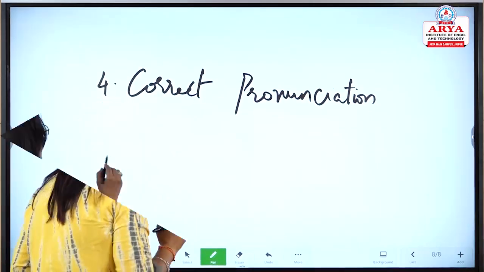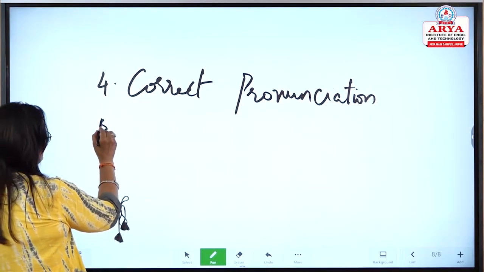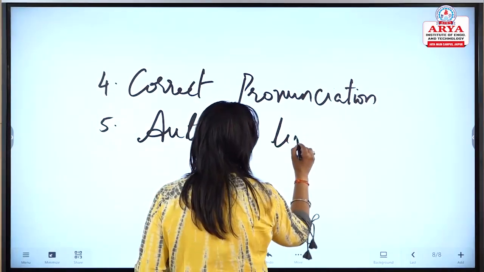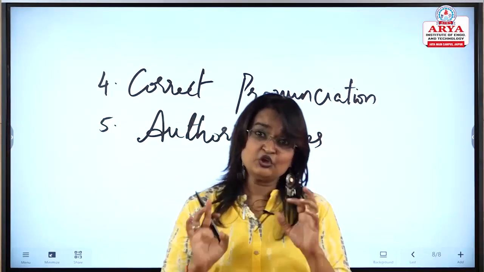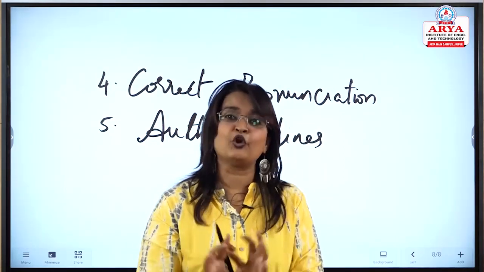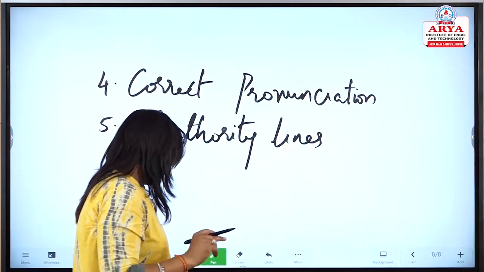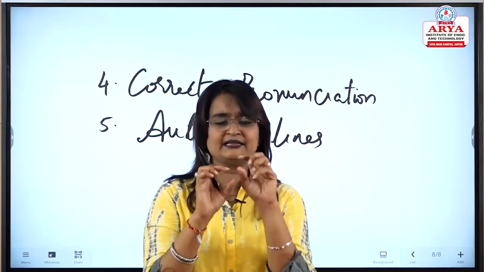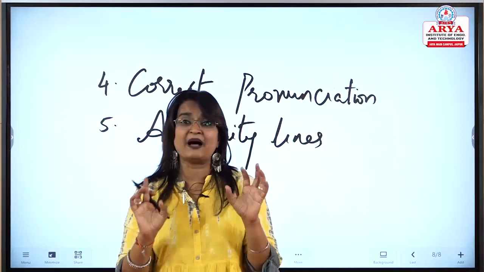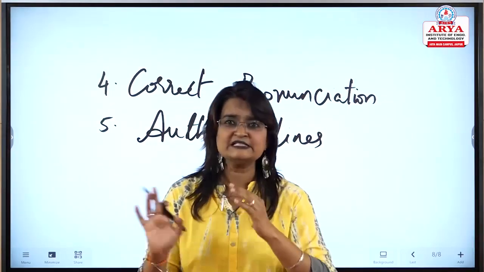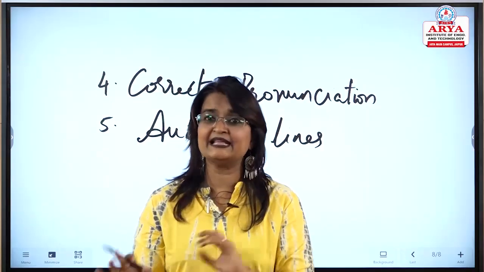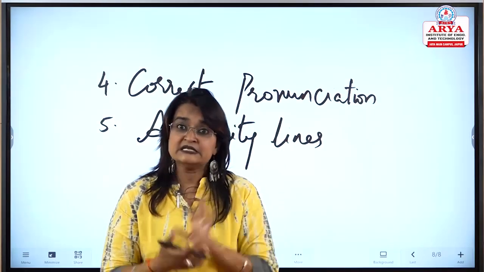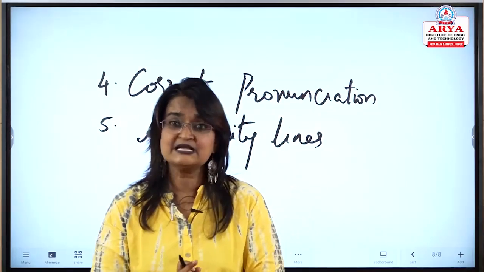Then, authority lines are used and are supposed to be followed in formal language. Authority lines are when some statement is passed. For example, 15th August is a national holiday. That is an authority line which has been passed and it has to be followed. It cannot be changed till further notice, an official notice.